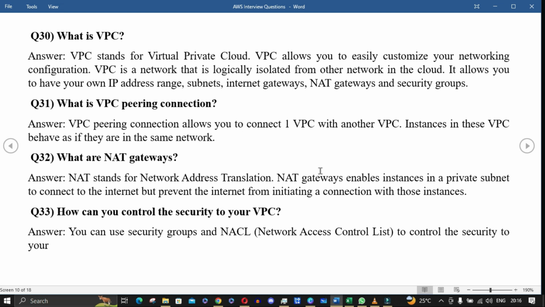What is a VPC peering connection? A VPC peering connection allows you to connect one VPC with another VPC. Instances in these VPCs behave as if they are in the same network.